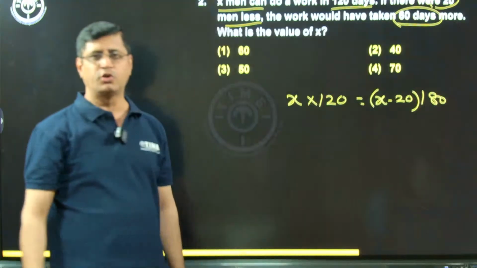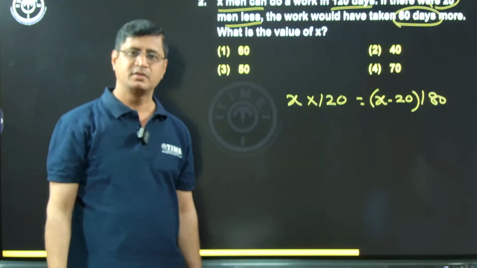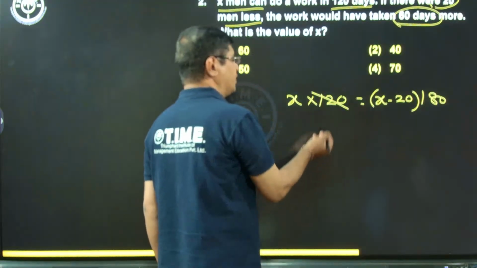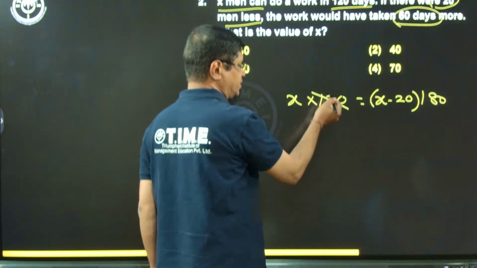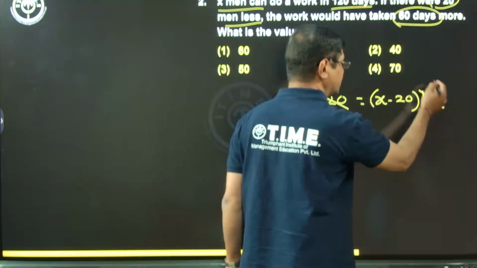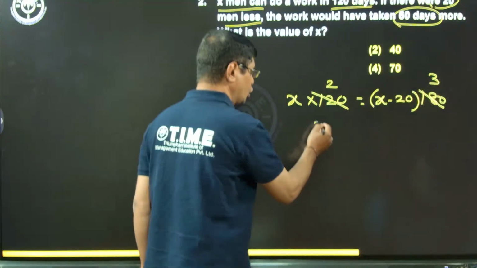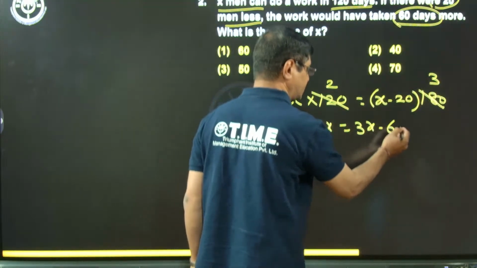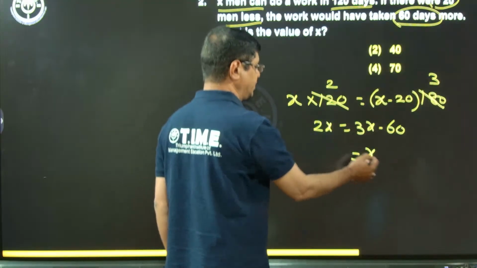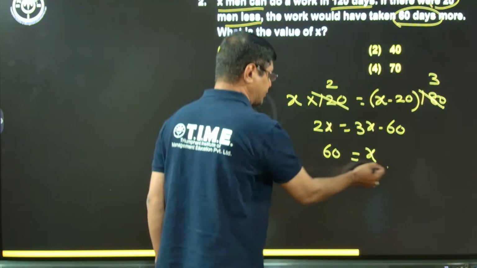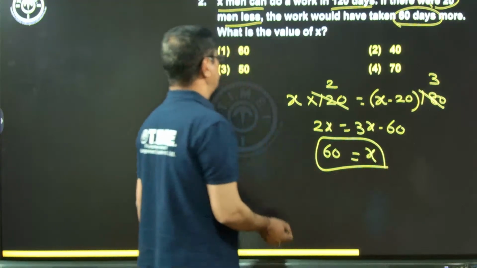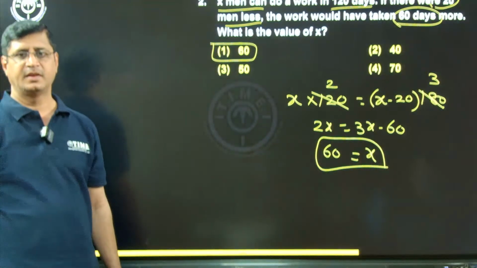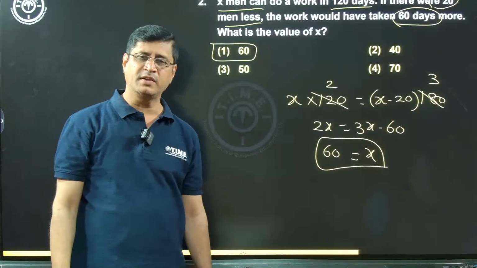M1 D1 is equal to M2 D2. Simplify, you will get the value of X. Simplifying here, 6 goes how many times? 60, 2 times. 60, 3 times. 2X is equal to 3X minus 60. By taking variables on one side and numbers on the other side, the X value is equal to 60, means choice 1 is the right answer. The right choice is option number 1.